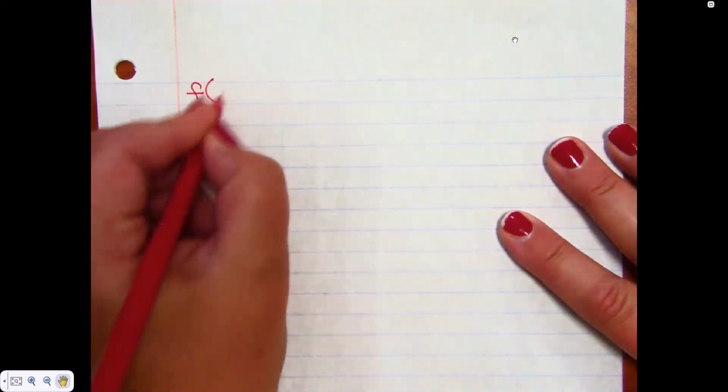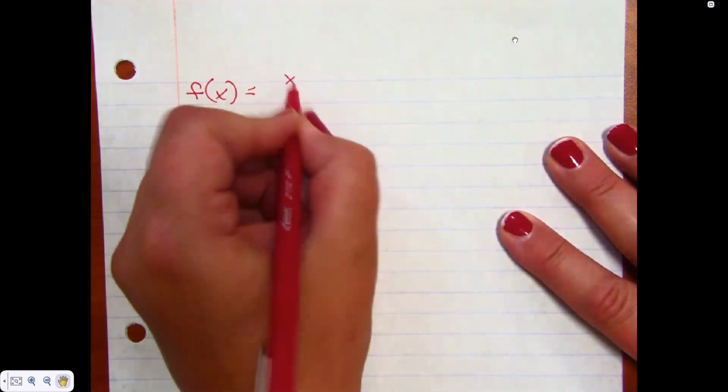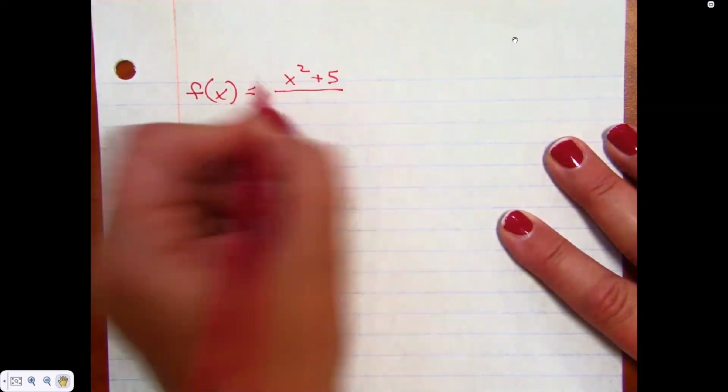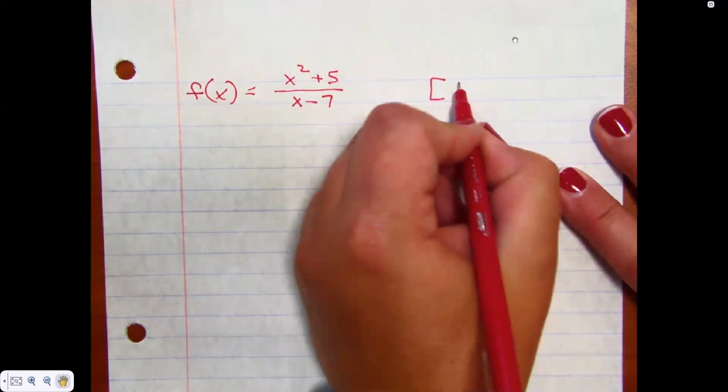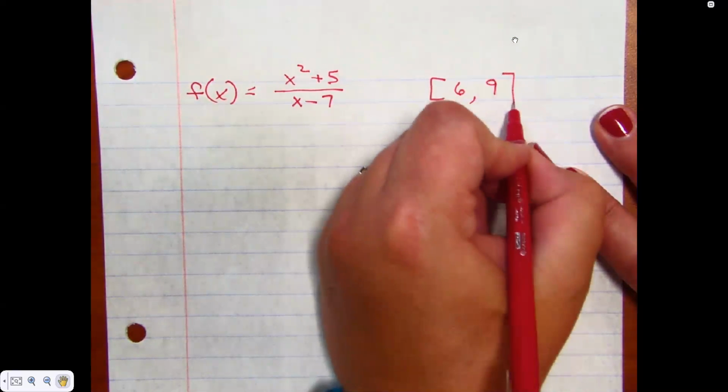Okay, how about, and to be honest, this might be overkill with this theorem, but I don't think the problems are too hard, so we'll be okay. Let's take a look at the next one. f of x equals x squared plus 5 over x minus 7, and the interval is from 6 to 9.